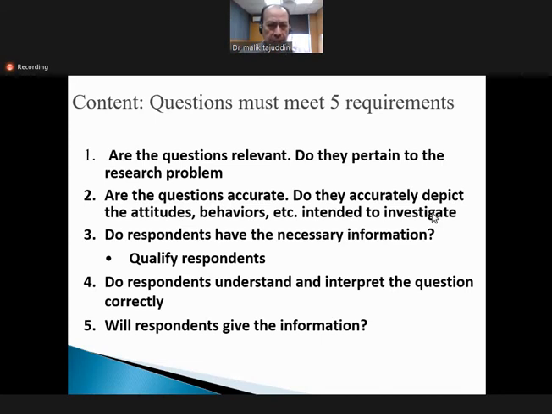So do they pertain to the research problem? Number 2, are the questions accurate? Do they accurately depict the attitude, behavior, etc. intended to be investigated? They should be accurate enough that the respondent understands the same thing that we want to know from him and gives the relevant information. And then next, very important: do the respondents have the necessary information? Are the respondents qualified for filling this questionnaire or not?